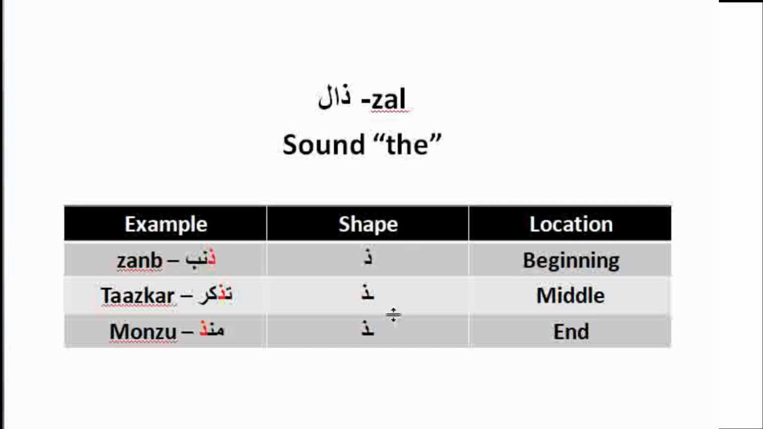In the middle and at the end they look the same. For an example of the letter dhal in the middle, تذكر, which means remember. And this is the example of the letter dhal when it comes at the end of the word: منذ, which means since. The letter dhal is just like the letter dal. You can connect letters before it, but you cannot connect letters after it.